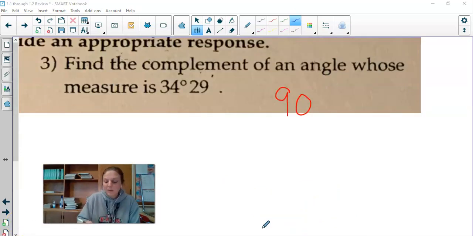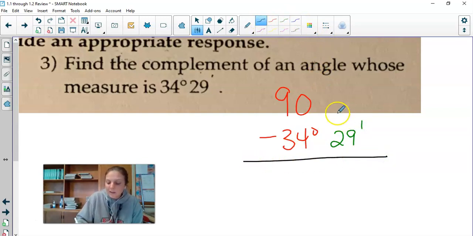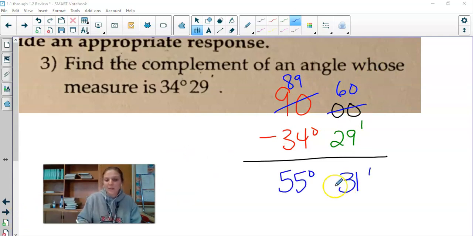To find the complement of an angle, you're taking 90 minus that angle. So in this case, I'm going to line them up. And I'm going to go ahead and add the missing pieces. You're going to have to borrow. Remember, there's 60 minutes in every degree. And then you're just going to go ahead and subtract. Just make sure it can't be simplified, and this one is good. So there's your answer.